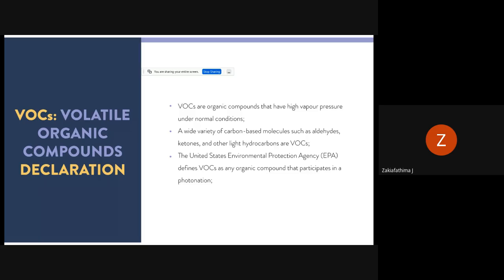We spoke about what volatile organic compounds are. You have to make sure that there is no volatile organic compound, or as little as possible, so that they do not emit so much vapor pressure under normal conditions. Only then will your product be given the EPD and HPD, environmental product declaration and health product declaration.